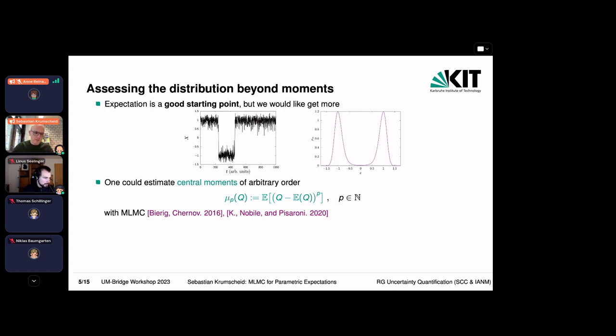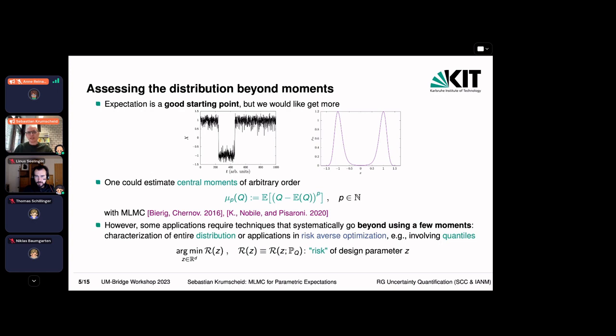So you can also develop multi-level Monte Carlo approximations for the variance, and then of course for third, fourth, and higher order moments, which give you information about the tails, for example skewness and kurtosis. That was nice. But then we figured we are going in the direction of quantifying more about the statistical properties of our quantity of interest. In fact, there are applications like risk-averse optimization, maybe some design optimization, that need even further information about the distribution, such as quantiles.